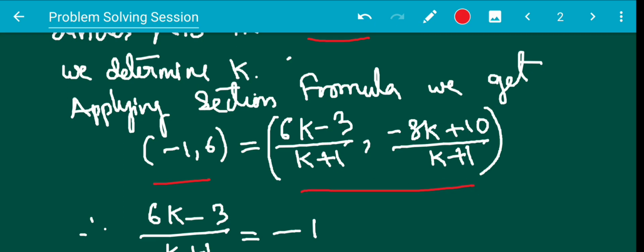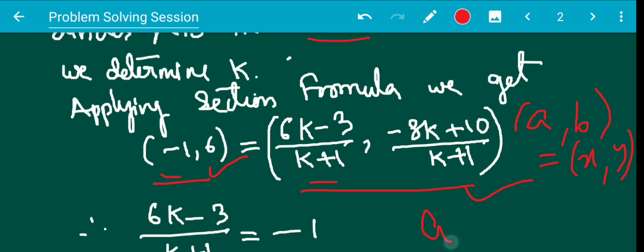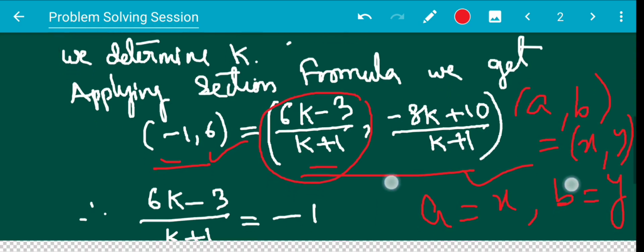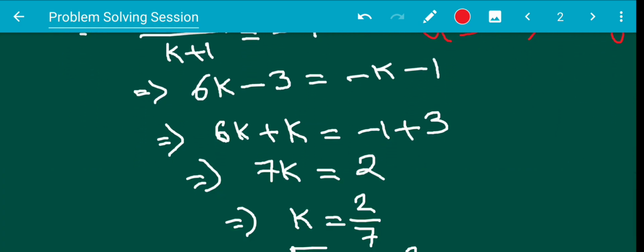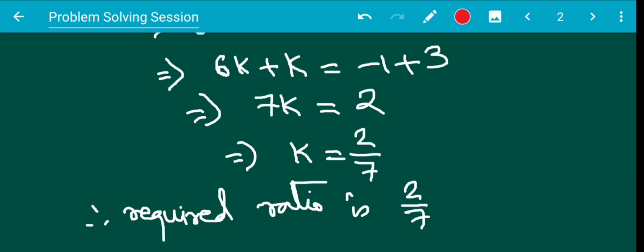So on equating the x coordinate, you can equate y coordinate also, no problem, but here I am equating minus 1 is equal to the x expression. So two coordinates are same. Okay, means this is the thing that a comma b is equal to x comma y. If that is so, then we have a equal to x and b equal to y. So this principle we are applying. So minus 1 must be equal to this one. So on equating, we find that after the calculation, we find k is equal to 2 by 7. So the ratio is 2 is to 7.